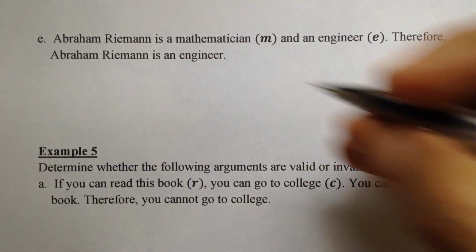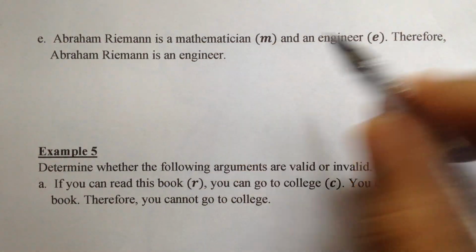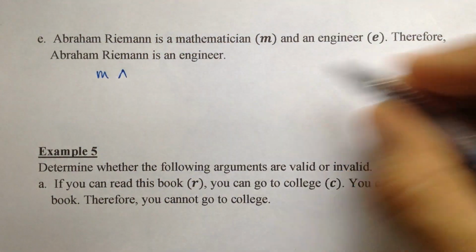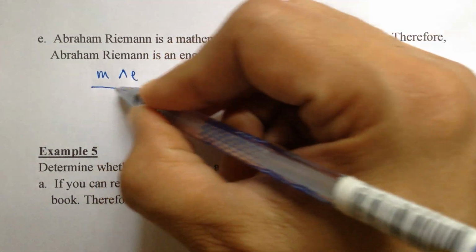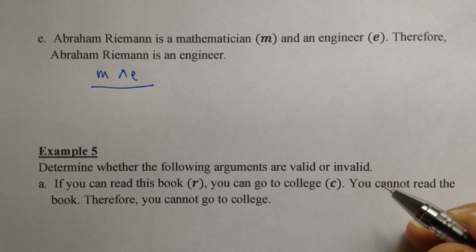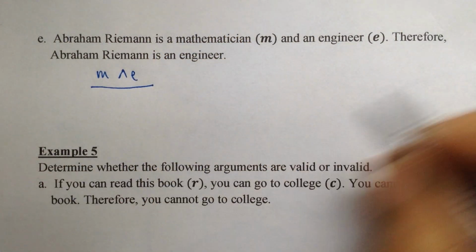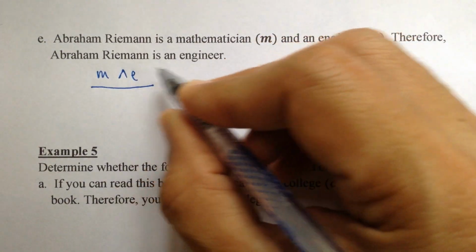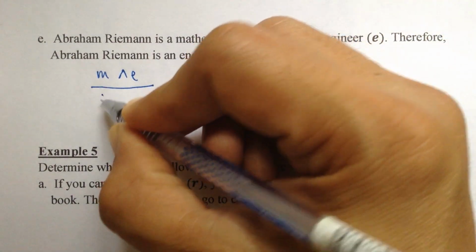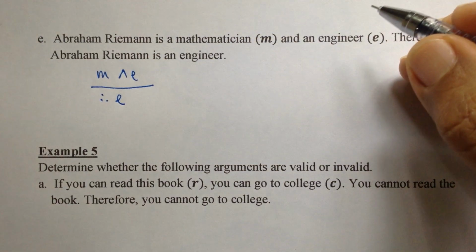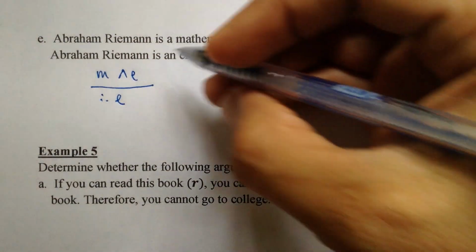Let's convert this again into symbolic form. You have M and E. You only have one premise here, and your conclusion is that Abraham Riemann is an engineer, which is E.